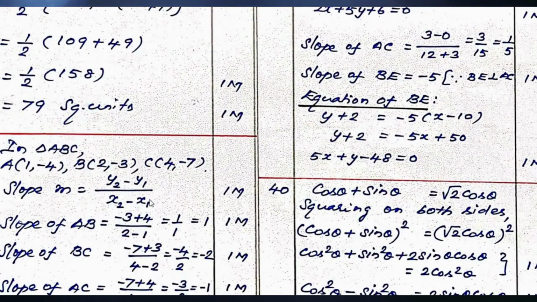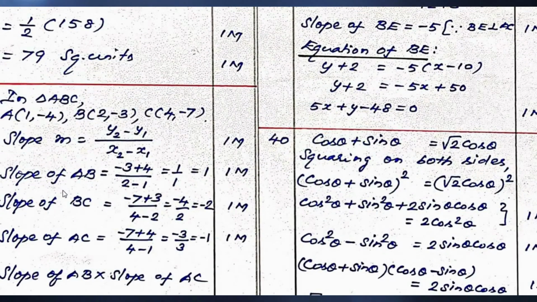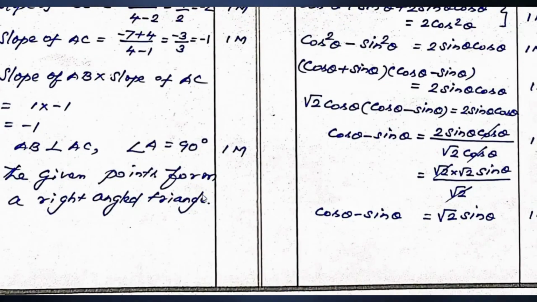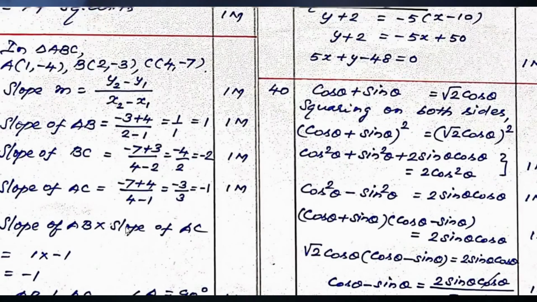Question number 38. Without using Pythagoras theorem, show that the points form a right angle triangle. With use of the slope formula, write the slope formula, equation number, stage 1 mark. Find the slope of AB, then slope of BC, then slope of AC. You find 3 slopes. Then the product of the slope of AB and slope of AC, the answer is equal to -1. You know that the product of 2 slopes is equal to -1. Then the given lines are perpendicular. Here AB is perpendicular to AC. Here the angle A is equal to 90 degrees. The given points form a right angle triangle.